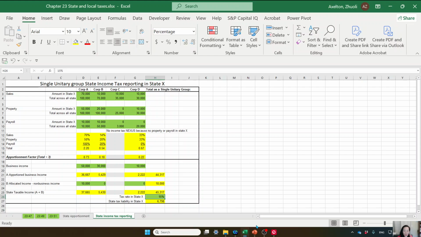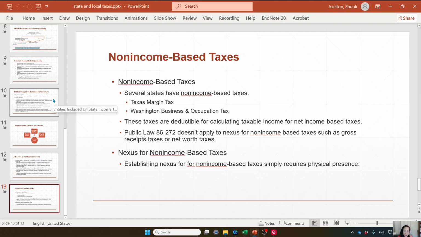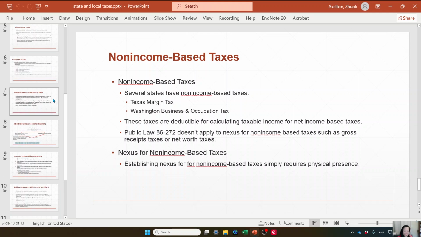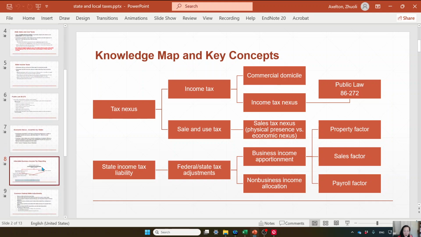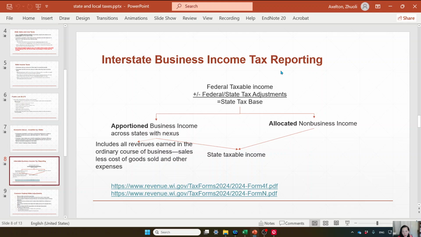So again, come back for the state and local taxation chapter. We cover a lot of concepts, but the key is to understand nexus. What is nexus doing, and what are the special rules? From a calculation perspective, we're going to focus on how to do the apportionment calculation. What is the apportionment formula? Once we understand that, we can do a quick calculation for state income tax reporting for a particular business.